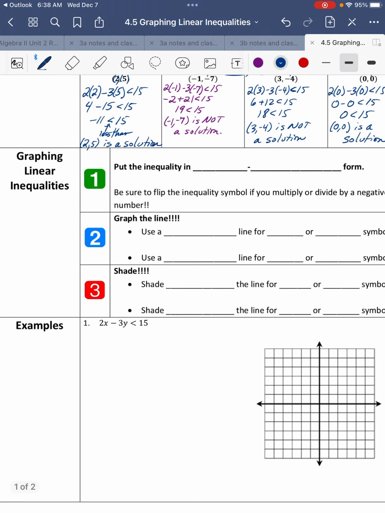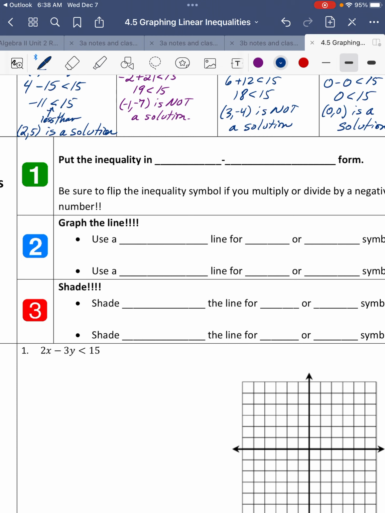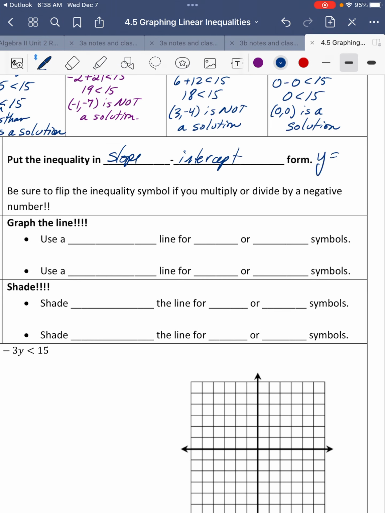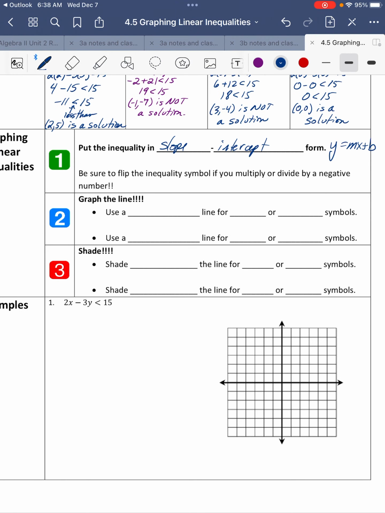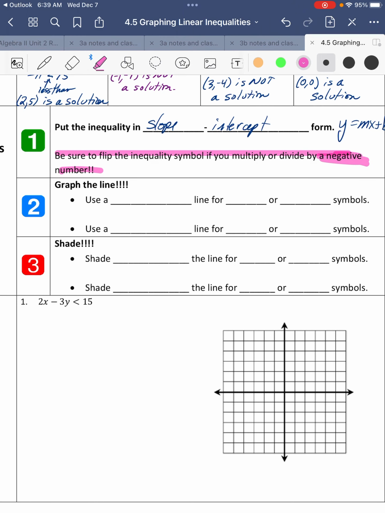All right, moving on. So how to graph linear inequalities. We're going to put the linear inequality, when we're graphing, into slope-intercept form. So this is y equals mx plus b. So we have to solve for y. Be sure to flip the inequality when you're multiplying or dividing by a negative number. That's important, very important. Otherwise, things are going to be graphed wrong.